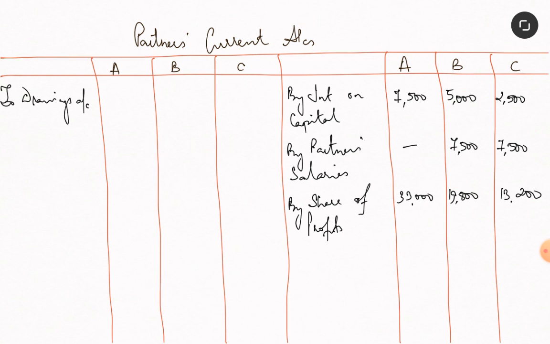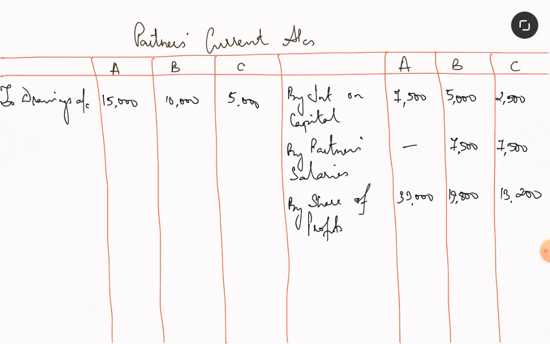they've given amount for A 15,000, for B 10,000, and for C rupees 5,000. All right, okay, then let's see what else is there.